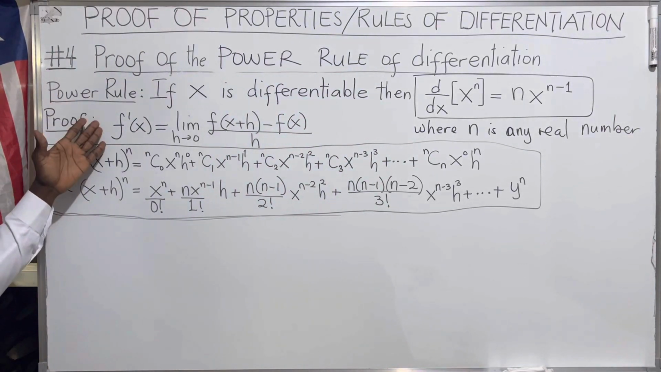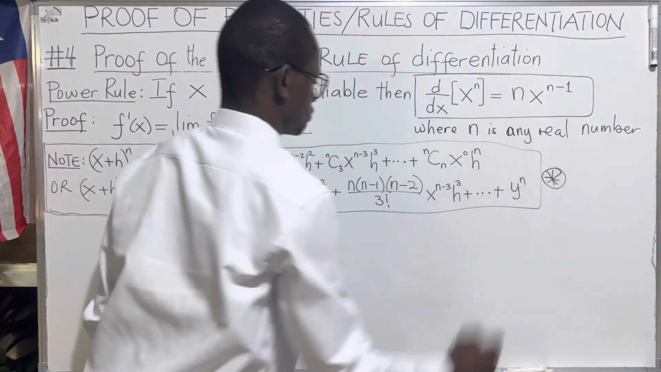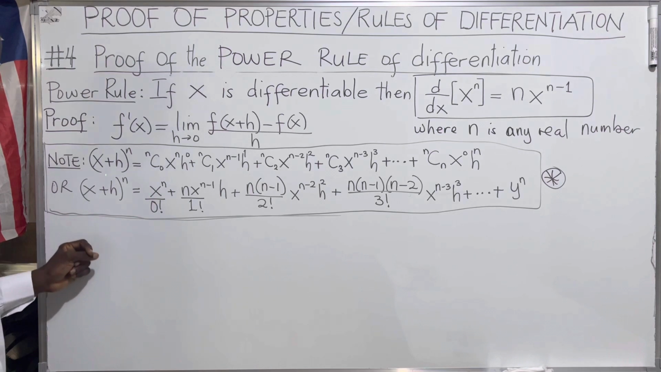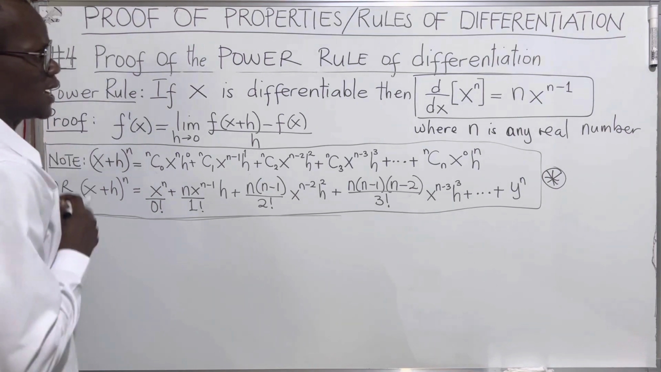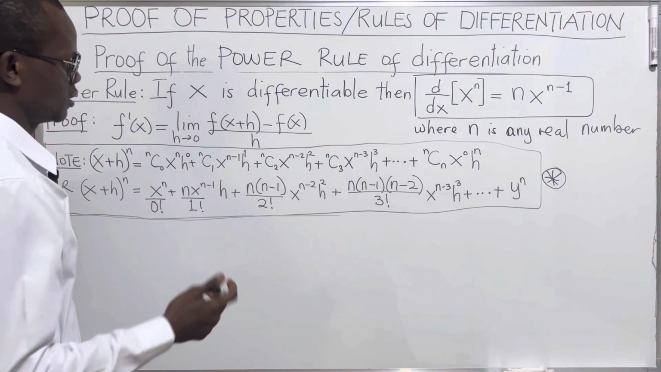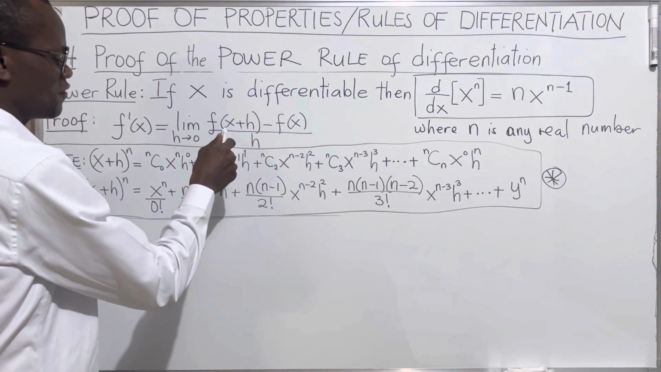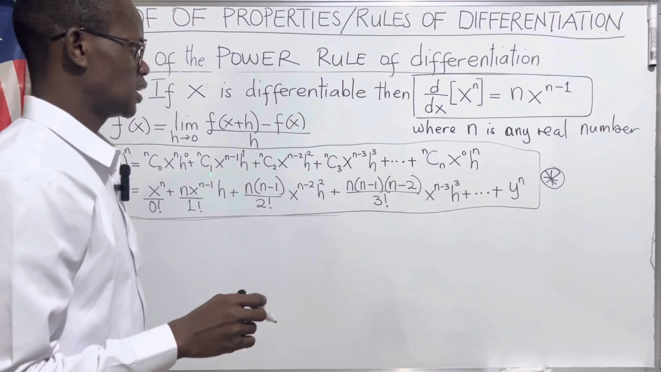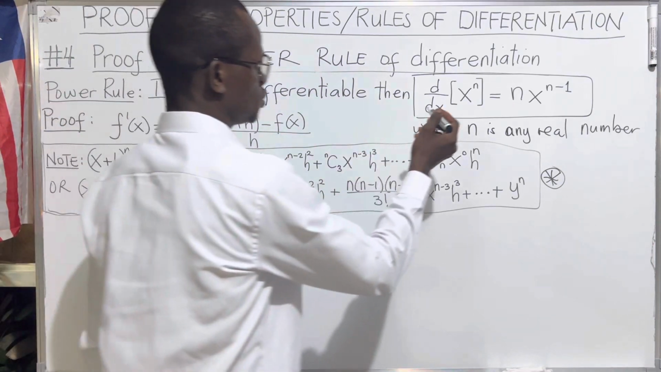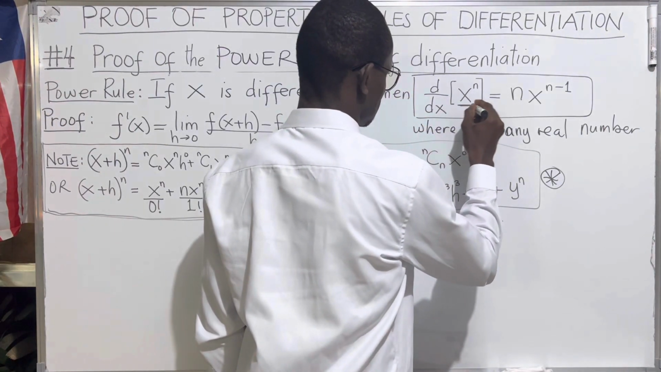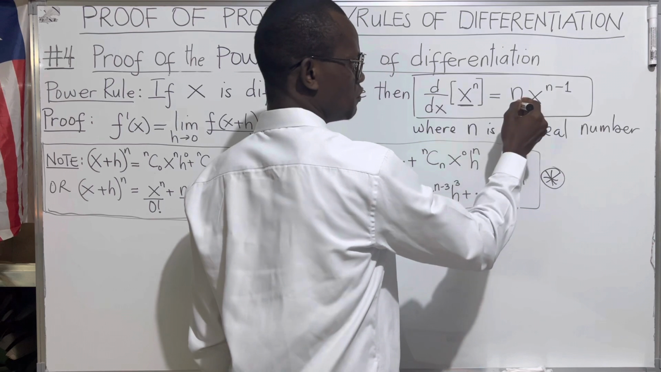Now, to prove this, let's take note of this binomial expansion, because we want to use it along the way. So what is the function that we are to differentiate? Here we have f of x, which represents the function, and here we have f of x plus h, which represents the new function when x is replaced with x plus h. It is this function in the bracket that you are about to differentiate to give you this result.